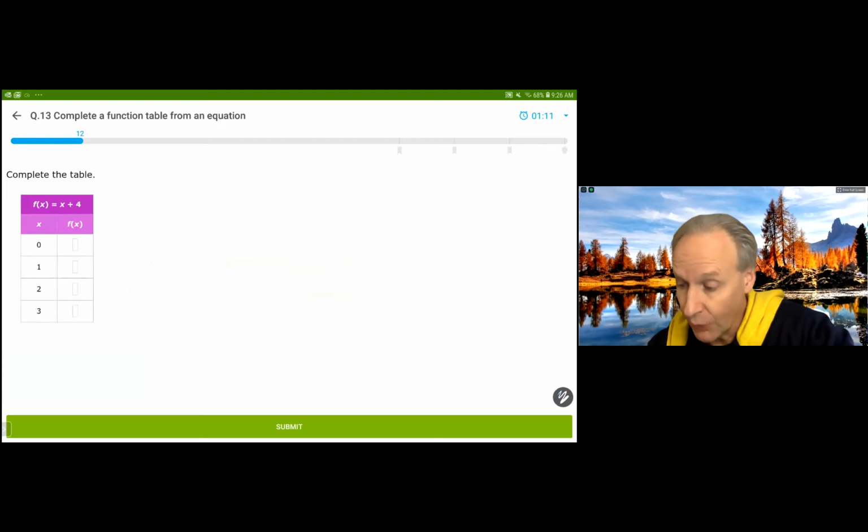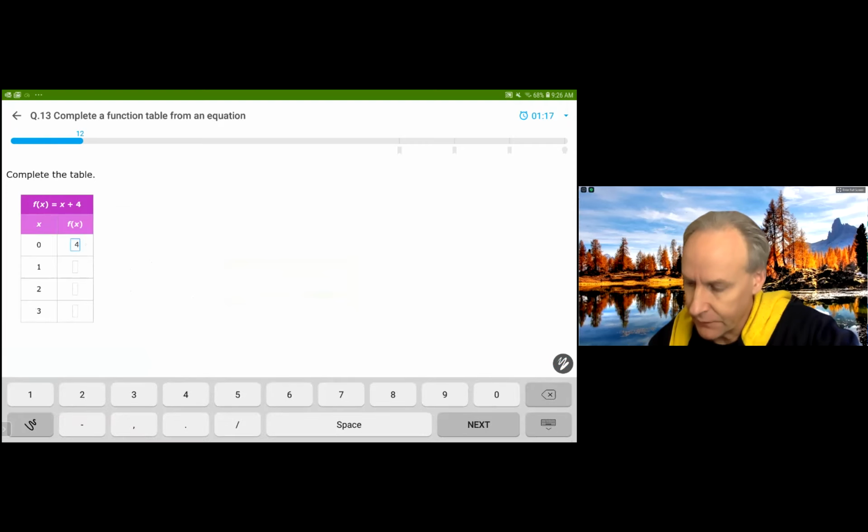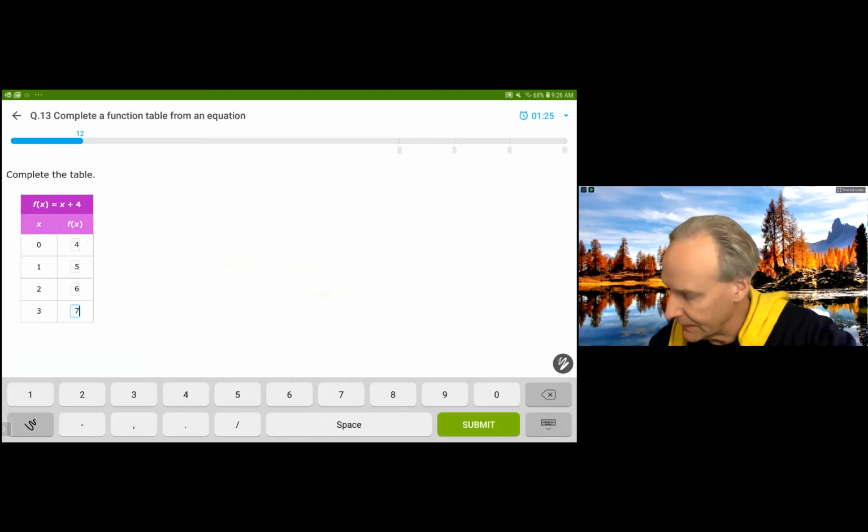This one we're just adding 4 to each term. So 0 plus 4 is 4. 0, 4 is our y-intercept, of course. And 5, and 6, and 7. Just adding 4 each time.